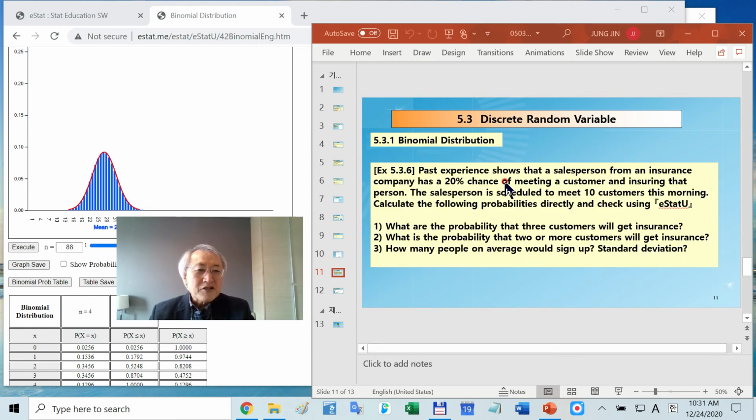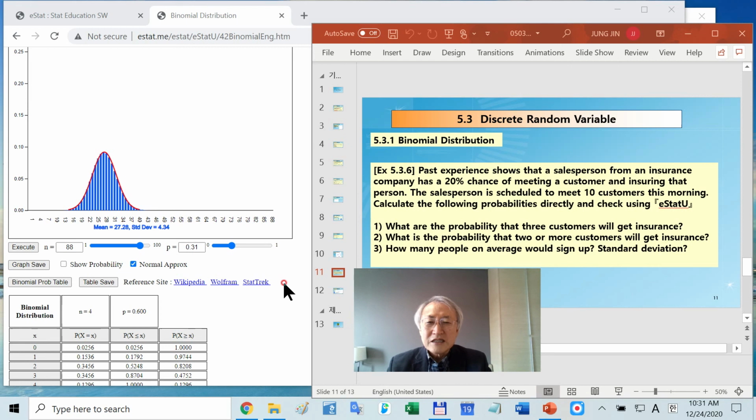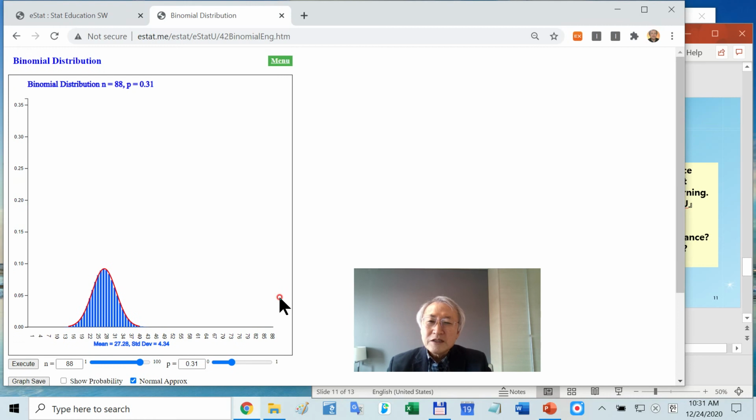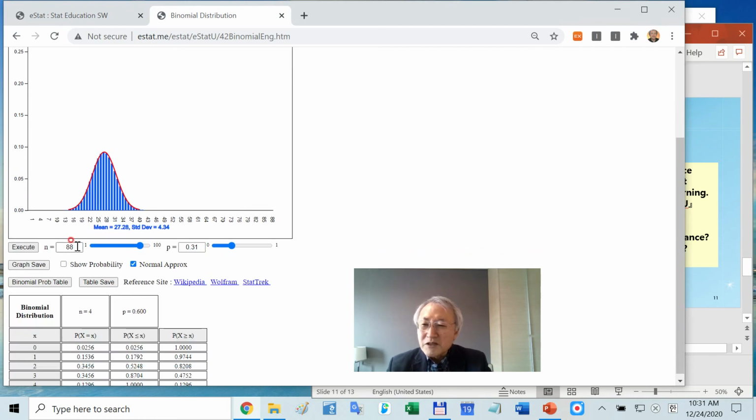As an example, past experience shows that a salesperson from an insurance company has a 20% chance of meeting an insuring person. 20%. He's going to meet 10. What is the probability? Maybe this one would be easy. Suppose you're going to meet 10. That means you're going to have n equal 10. p is a 20% chance. That's 0.2.